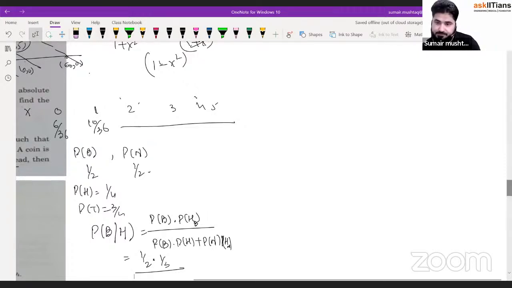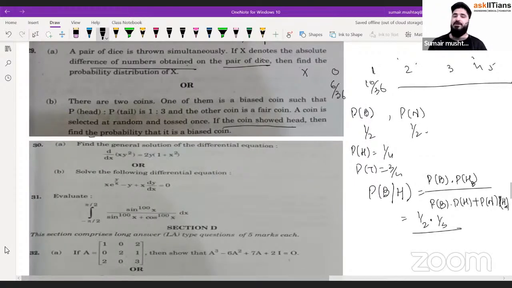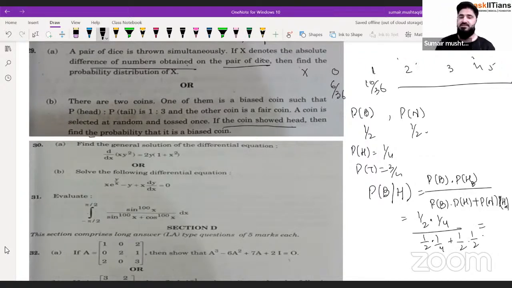This will be equal to probability of biased coin 1 by 2 into 1 by 4, oh wait, it is 1 by 4, not 1 by 3, whole divided by 1 by 2 into 1 by 4 plus 1 by 2, non-biased coin, and its head is 1 by 2. This is 1 by 8 plus 1 by 4. That is 3 by 8. And the answer will be 1 by 3. Okay.